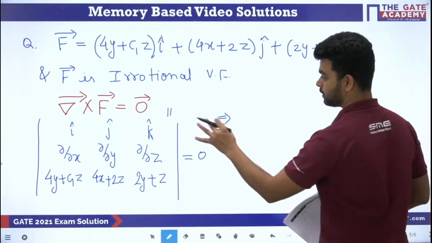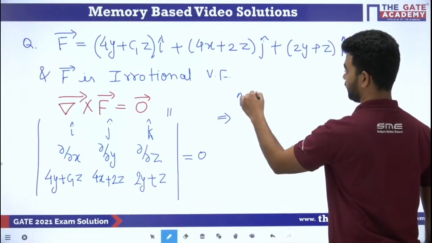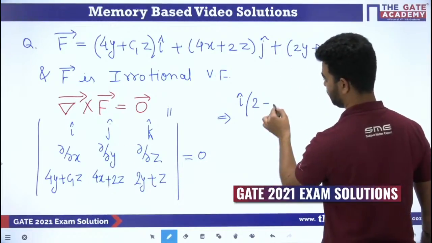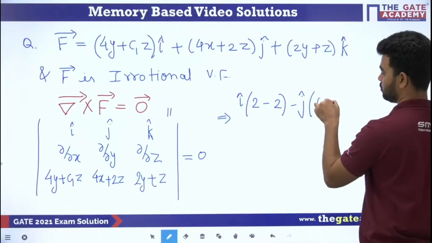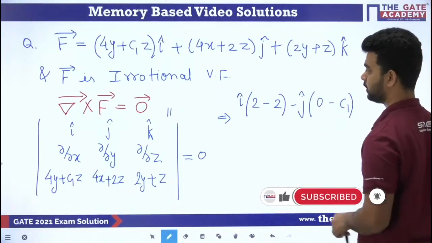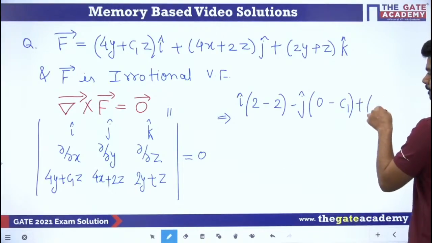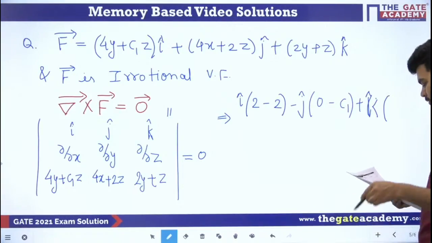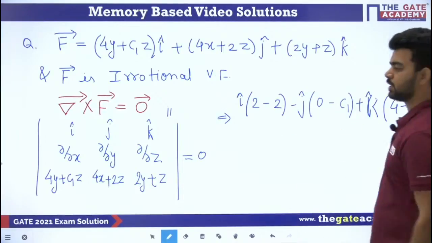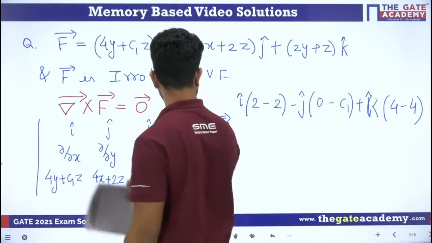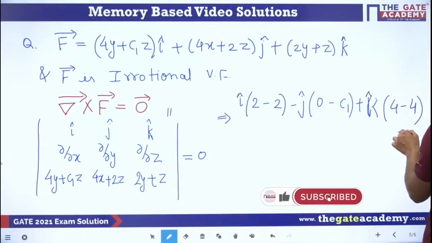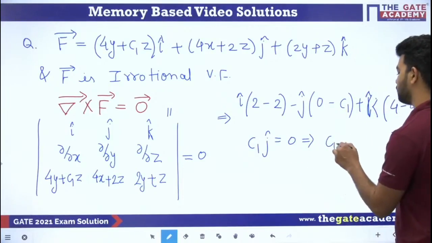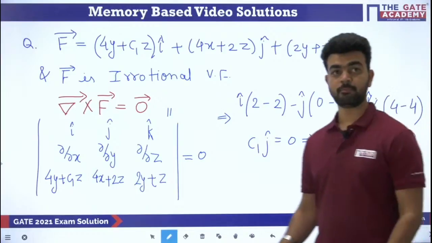Now we'll start finding the determinant. We all know how to find out the determinant. So i into the differentiation of this function with respect to y is 2 minus, again you will get 2, minus j, 0 minus c1, c1 it is, plus k into 4 minus 4 will come. You can check here, this and this, 4 minus 4, and this whole thing is equal to 0. So what you are getting, c1 j is equal to 0. That implies c1 is equal to 0. So this is what we are getting over here. c1 is 0.